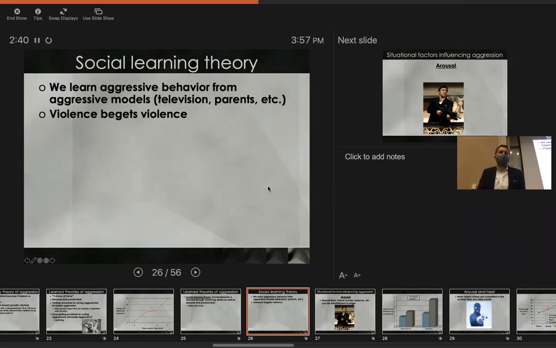It also means that we could learn aggressive behavior from other sources as well, whether that's television, movies, or the media, things like that. So a little bit later in this class, we'll talk about research looking at the effects of violent media on aggression as well. But a lot of that stems from these ideas behind social learning theory.